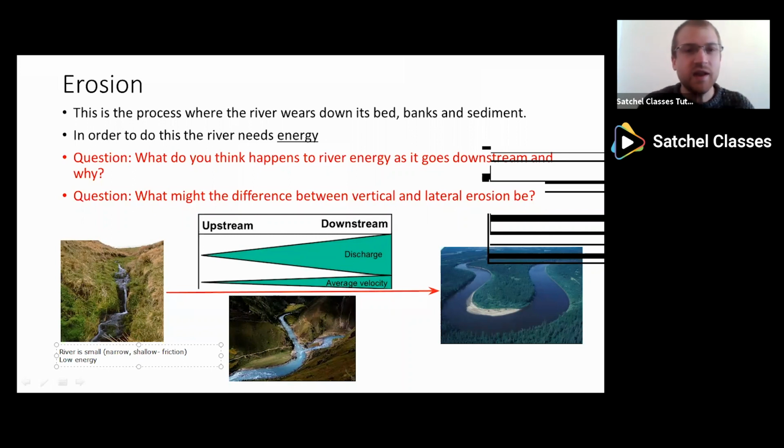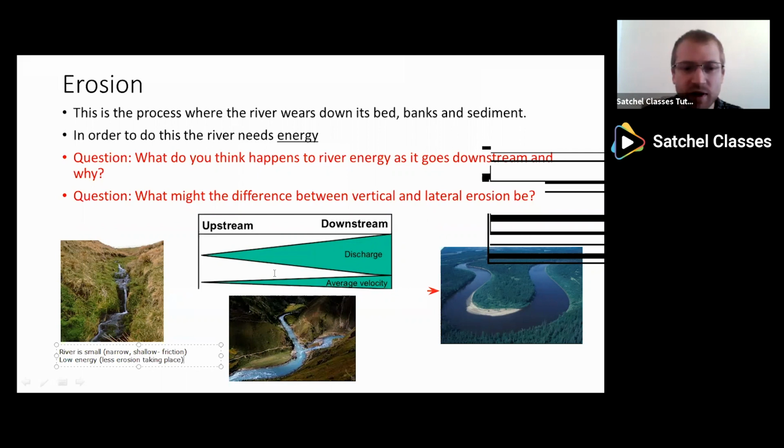Now if there's not much energy, then we can presume that not much erosion can happen because it needs energy to break down material. So it's low energy, so there will be less erosion taking place.